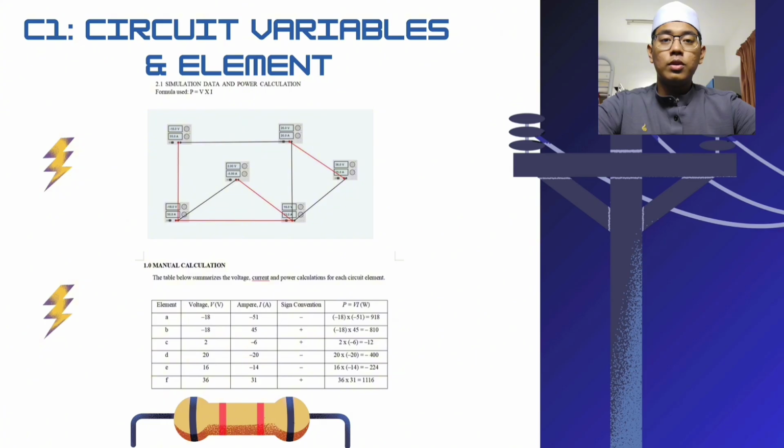In this table, positive power means the element absorbs electrical power, while negative power means the element supplies electrical power to the circuit. After calculating every element, we compare the total absorbed power with the total supplied power to verify the law of conservation of energy. From the result, we found that the total power calculated manually is consistent with the circuit analysis, which confirmed that our calculations are correct before comparing them with the simulation result.